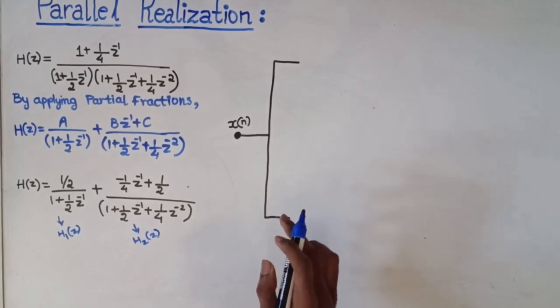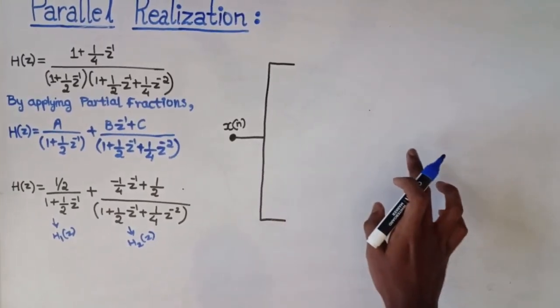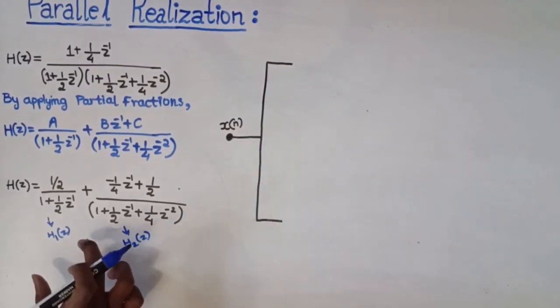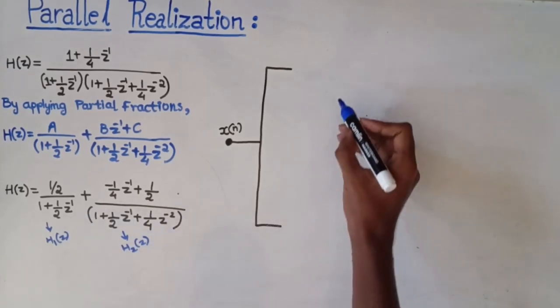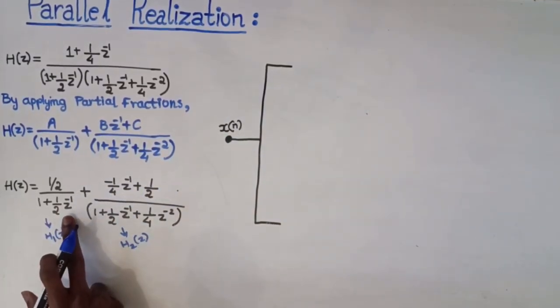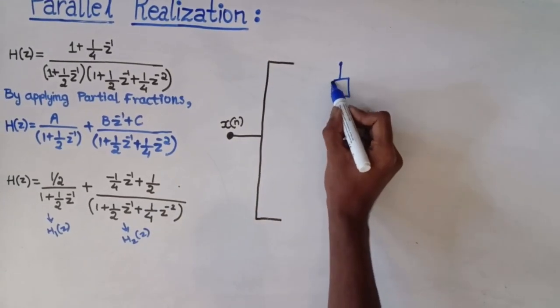In parallel realization, we know that there should be a common input point and a common output point. Let this be a common input point x[n]. The first function H1(z) is 1/2 divided by 1 + 1/2 z^-1. We have to put this in the form of DIR2 form. The maximum delay point is z^-1. Let this be the maximum delay point, that is z^-1.